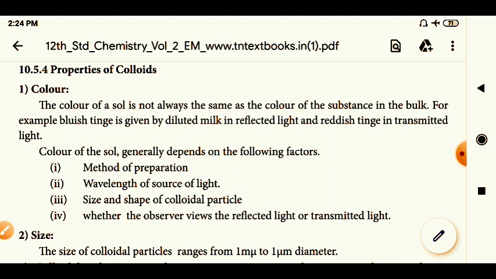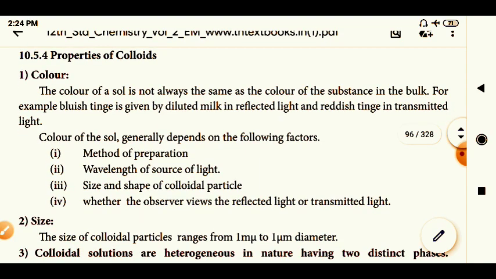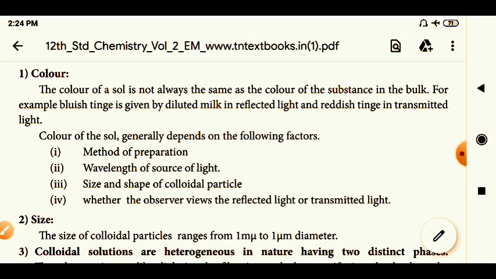The color of the sol generally depends on the following factors: method of preparation, wavelength of the source of light, size and shape of the colloidal particle, and whether the observer uses reflected light or transmitted light.